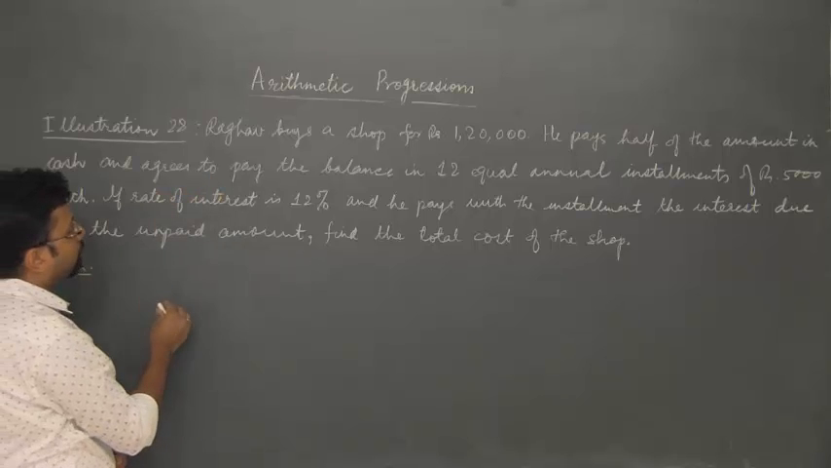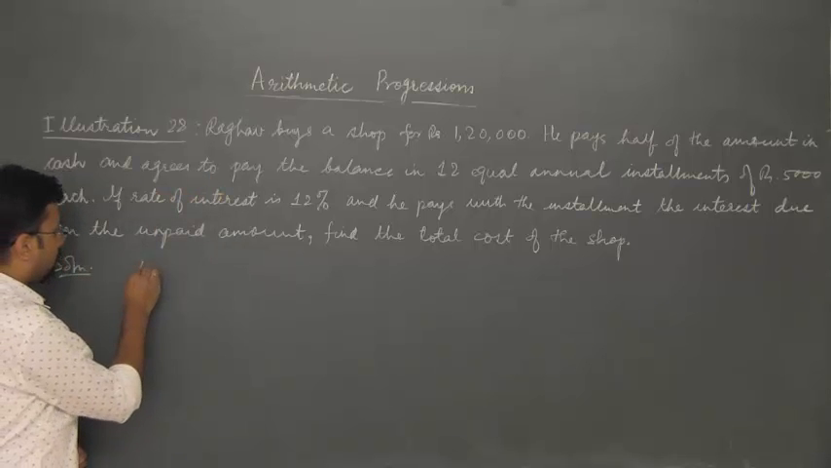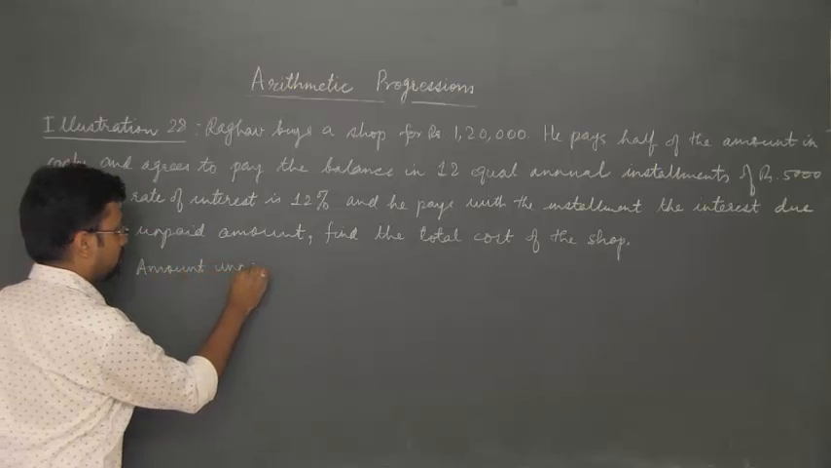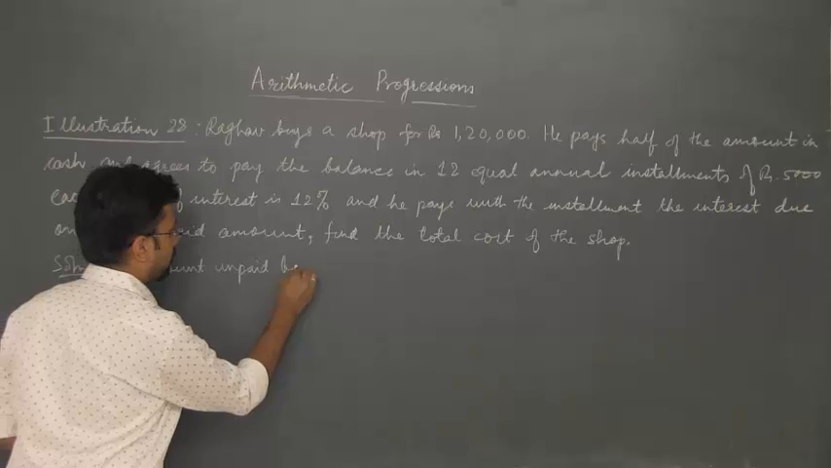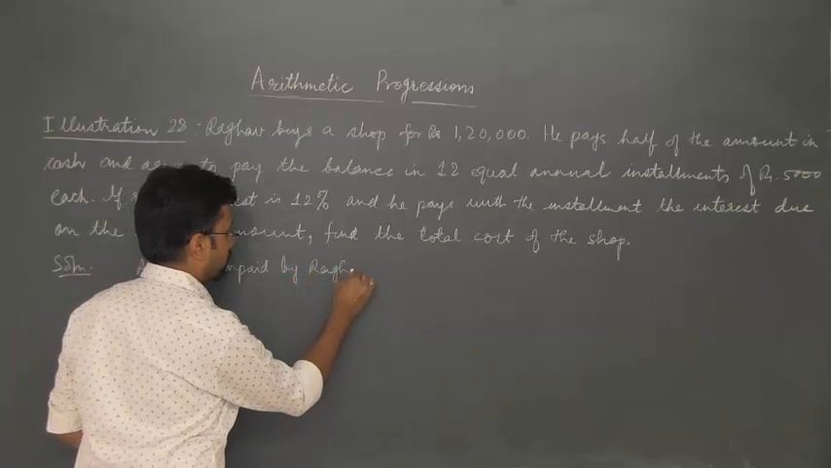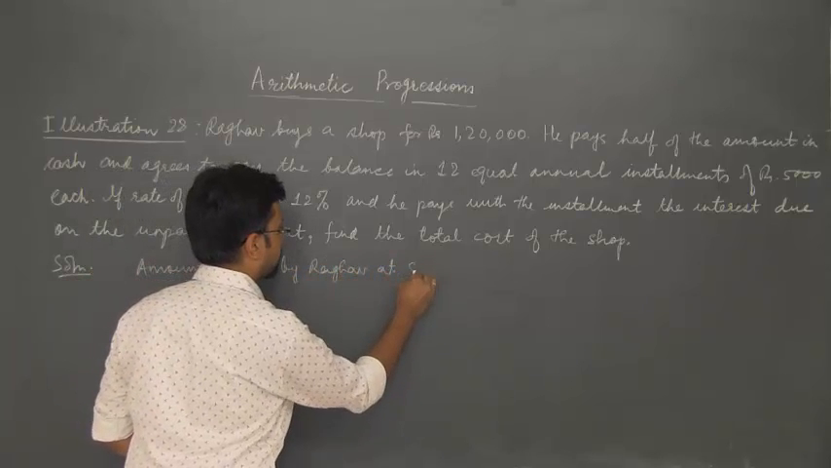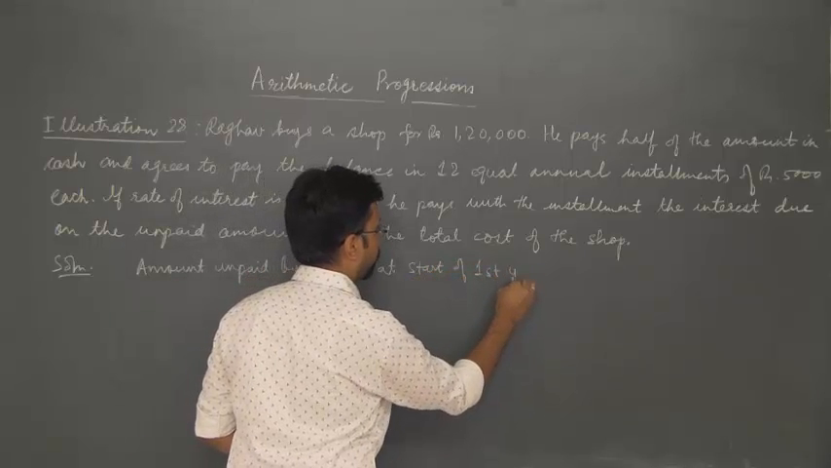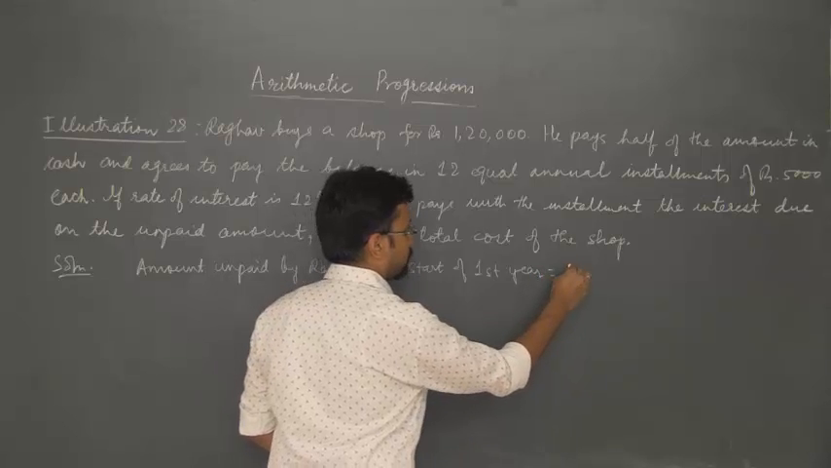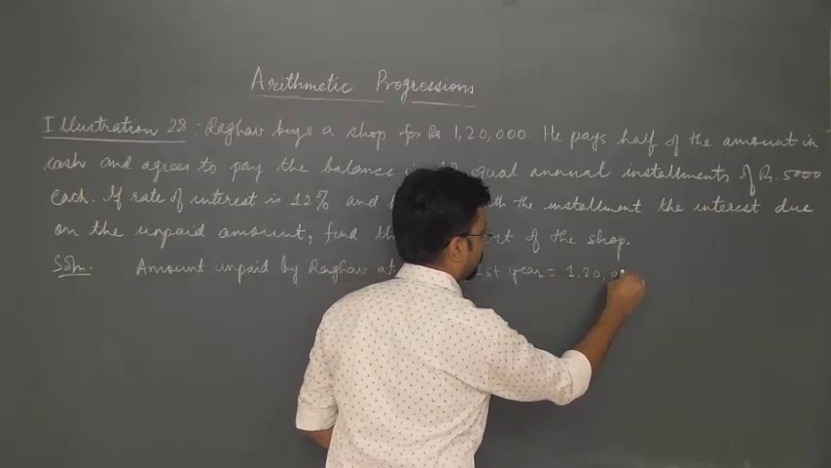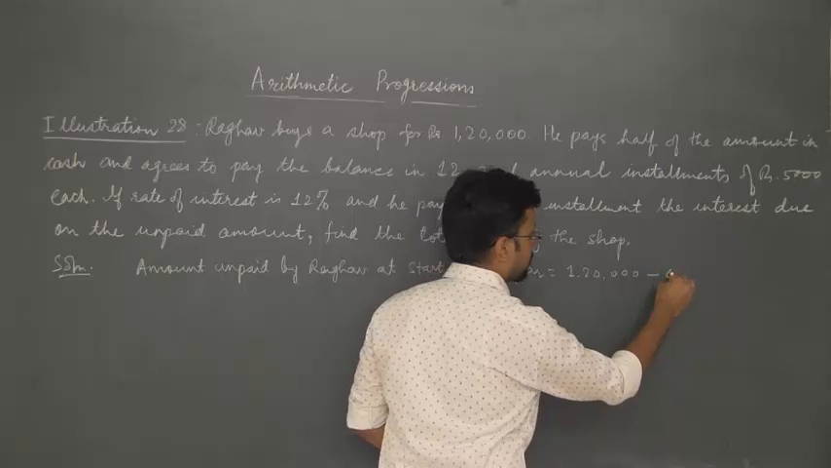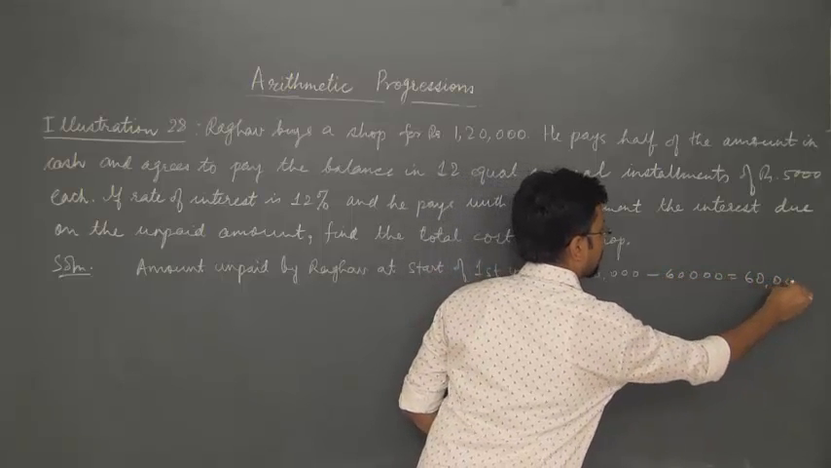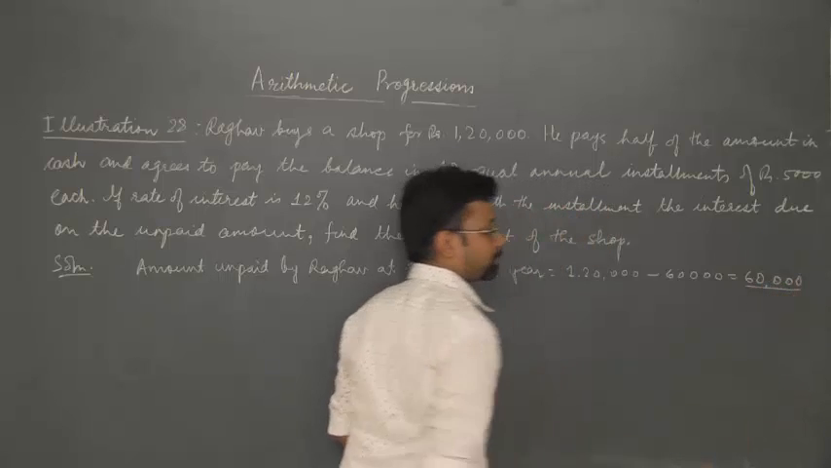He pays half of the amount. So the unpaid amount by Raghav at the start of the first year would be what? The total shop was for 1,20,000. He pays half of the amount. So he has rupees 60,000 as the unpaid amount.